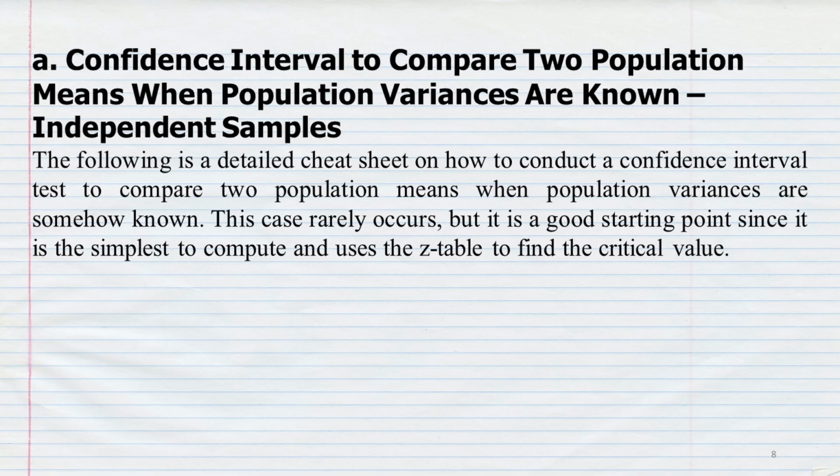The following is a detailed cheat sheet on how to conduct a confidence interval test to compare two population means when population variances are somehow known. This case rarely occurs, but it is a good starting point since it is the simplest to compute and uses the z-table to find the critical value.